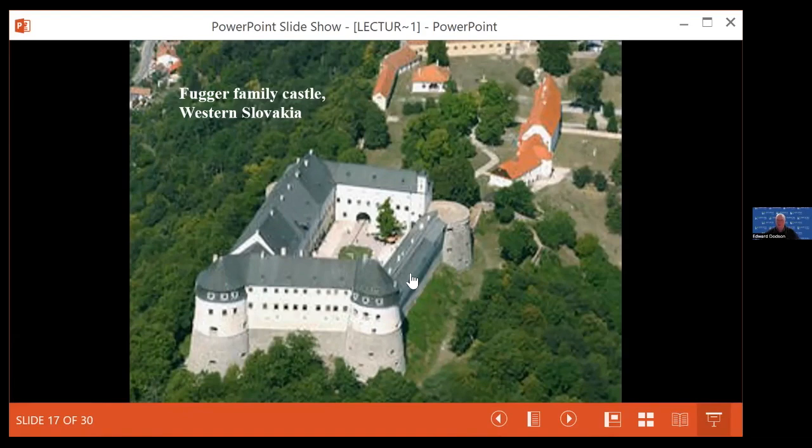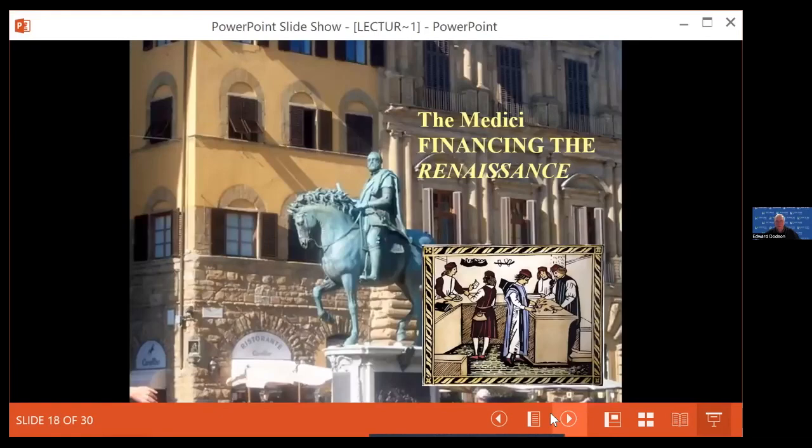By the end of the 16th century, however, they seemed to get smart and they withdrew from financial risk taking, and they settled into basically an aristocratic existence where they were no longer involved in financing any of the prince's wars. And this is their family castle in Western Slovakia. I don't know what eventually happened to them, but that's for another historian to take a look at. But after all this, the stage is really finally set for the first modern banking institutions to be formed.